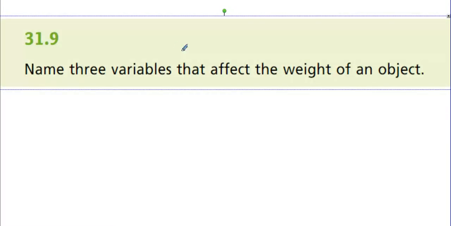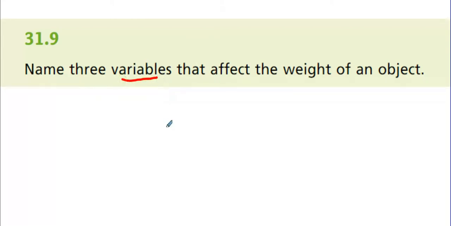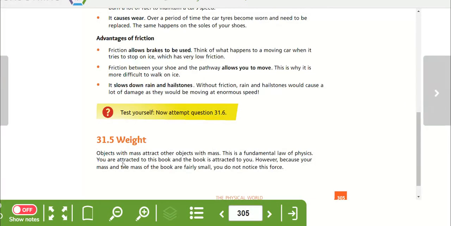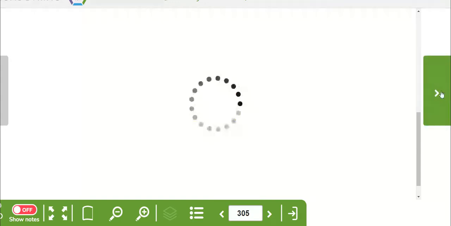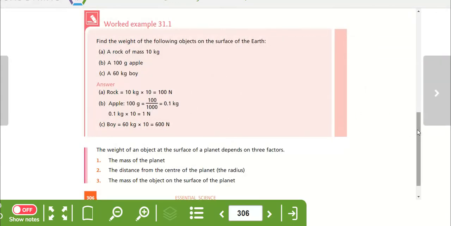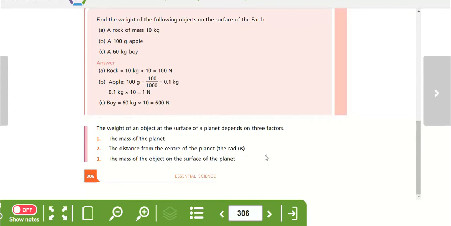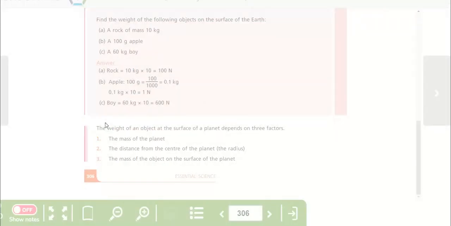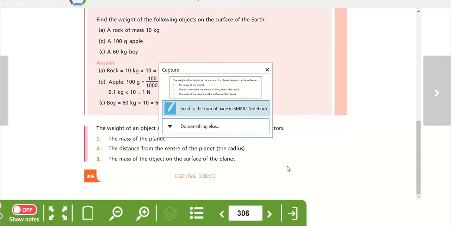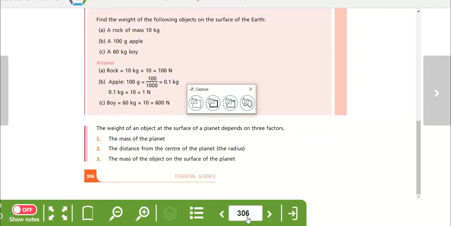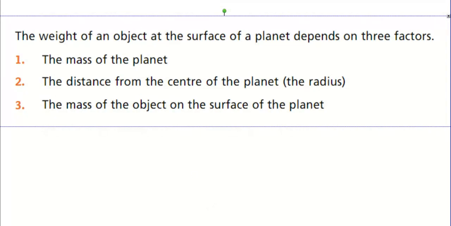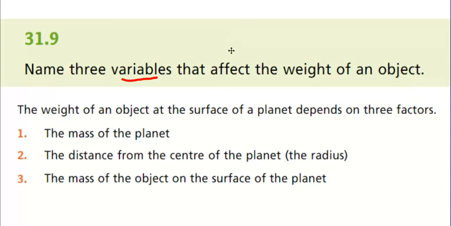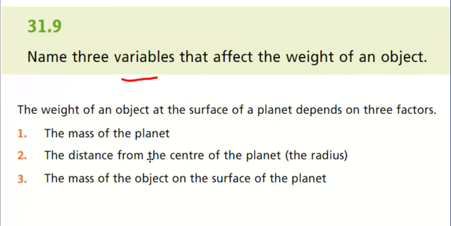31.9. Name 3 variables that affect the weight of an object. So we go into the weight section. Let's see what affects weight. The weight of an object at any surface on a planet depends on 3 factors. So, the weight of an object on the surface of a planet depends on any three of the following factors: the mass of the planet, the distance from the center of the planet, and the mass of the object on the surface of the planet.